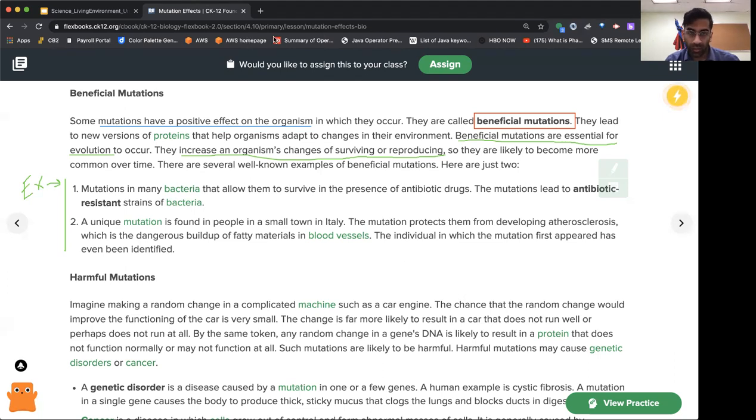they don't write the word, so I'm not going to be able to box it this time, but I am going to underline what I think is the most essential part. Any random change in a gene's DNA is likely to result in a protein that does not function normally or may not function at all, okay?